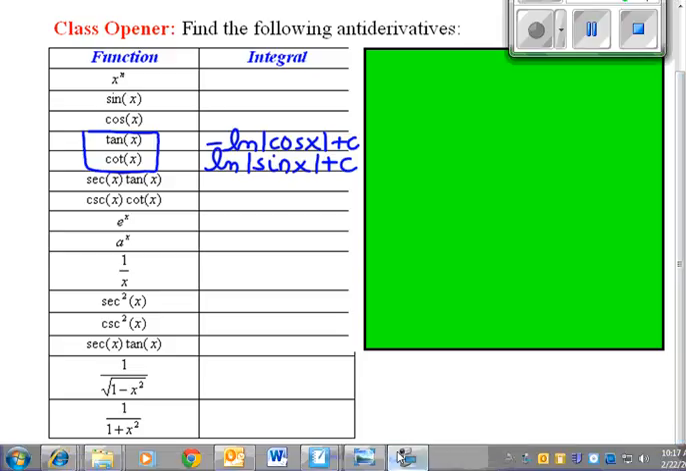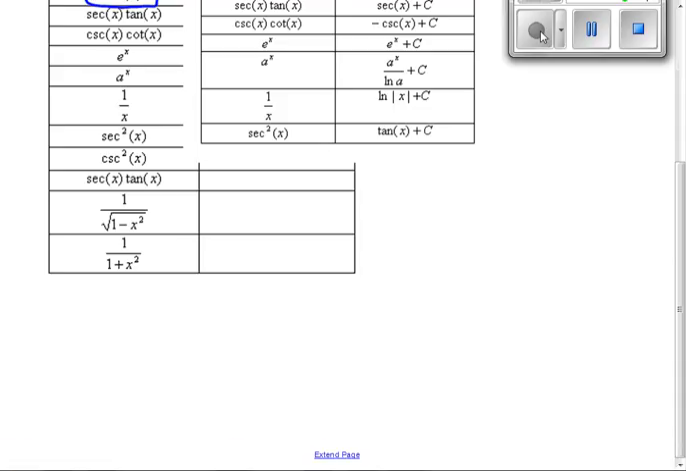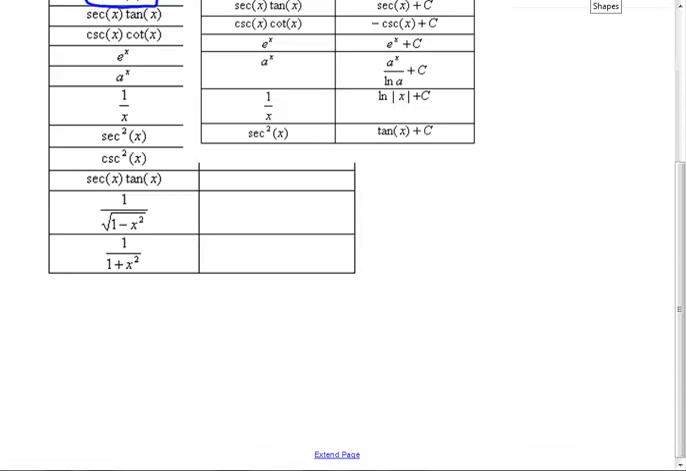I'm not going to give you a to the x. The derivative of a to the x is a to the x times the natural log of a. So to undo it, we have to divide by the natural log of a. This is how I remember it. The derivative of a to the x is a to the x times the natural log of a. So the opposite, which is an integral, would be dividing by the natural log of a. That's just how I remember it.